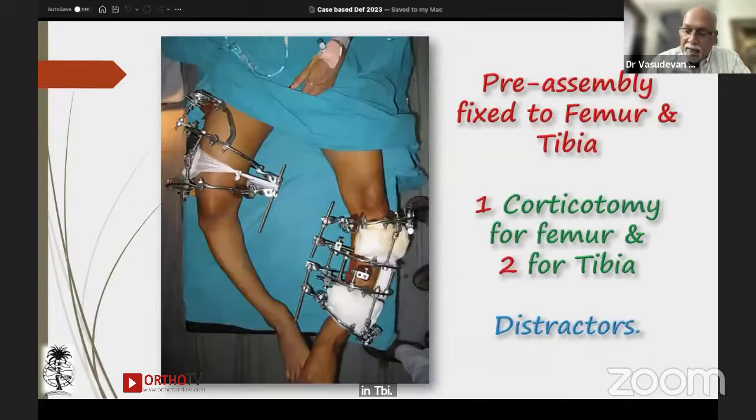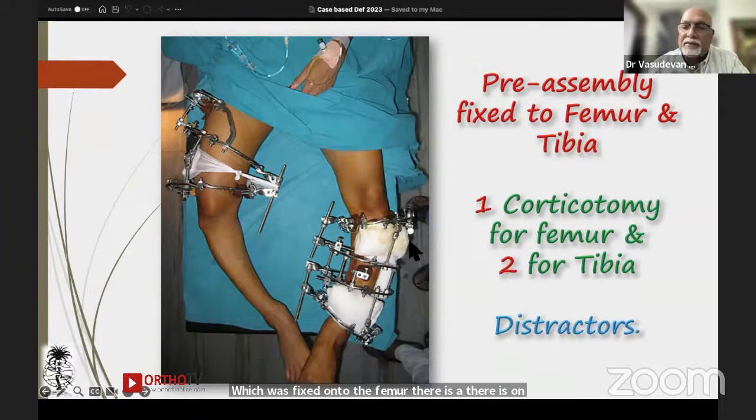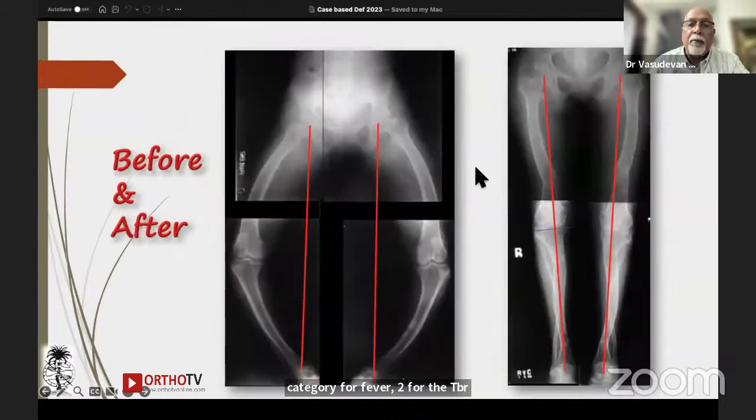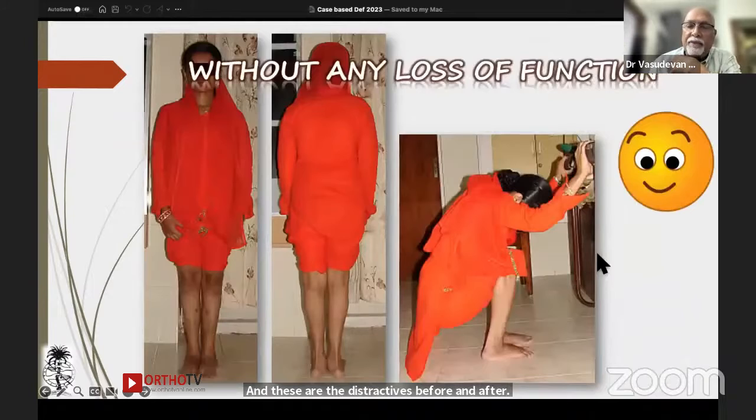So I did that. This was the pre-assembly, which was fixed onto the femur. Did the osteotomy there. This on the tibia, you can see the two distractors and one corticotomy for the femur, two for the tibia, and these are the distractors. Before and after. See, it is fully corrected now without losing any function.